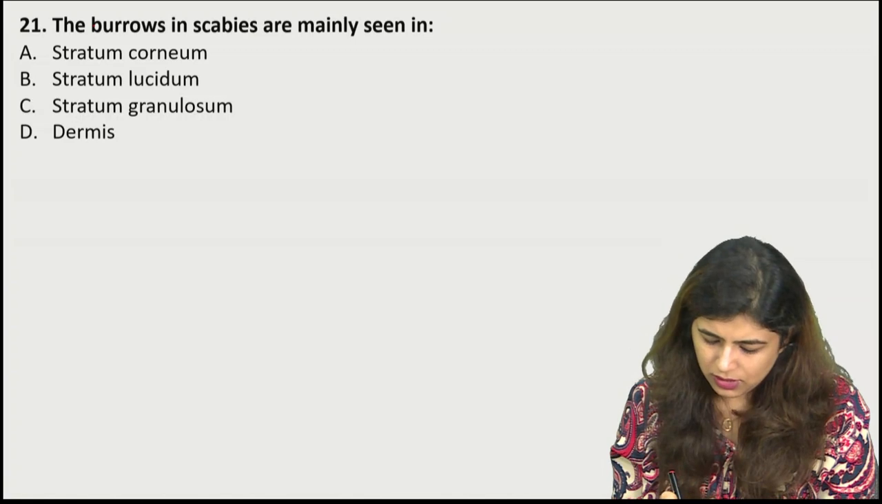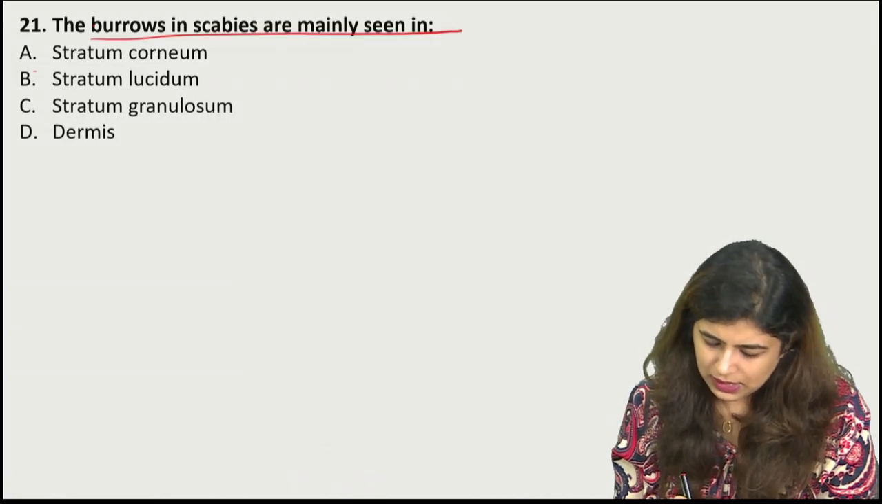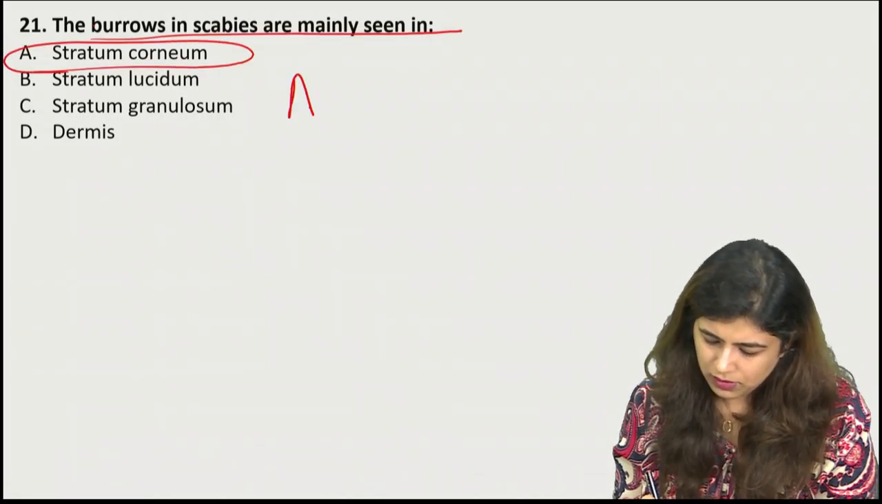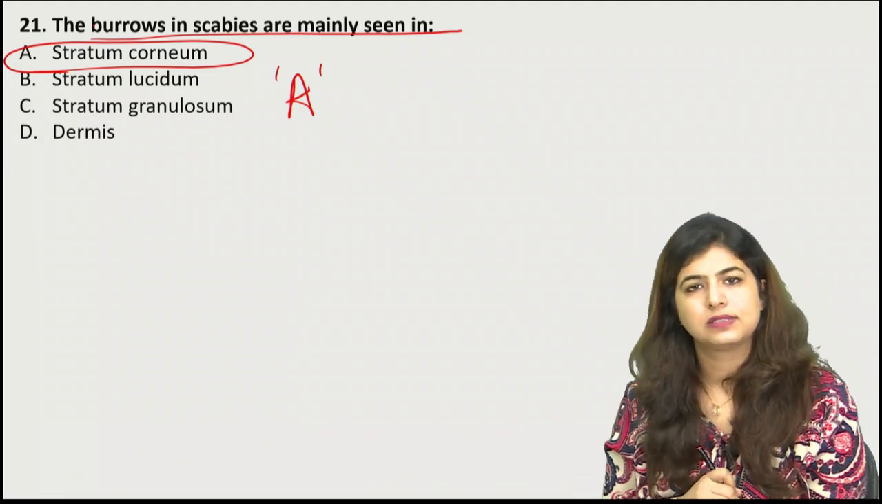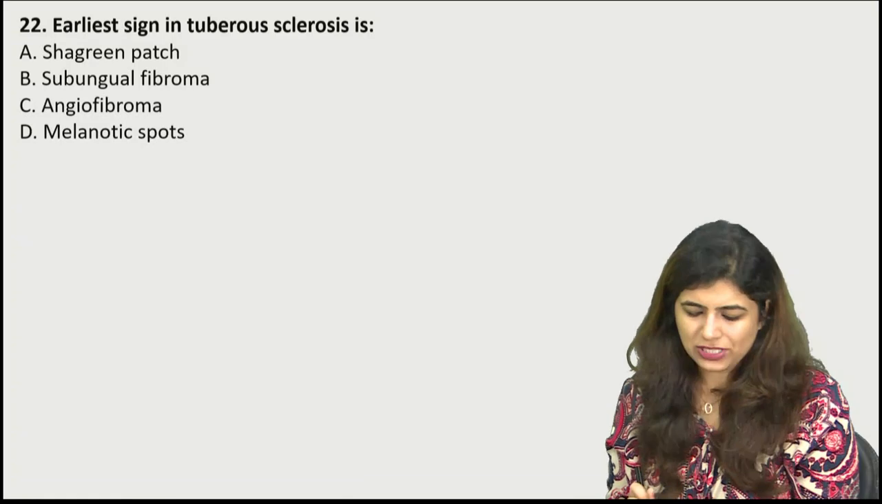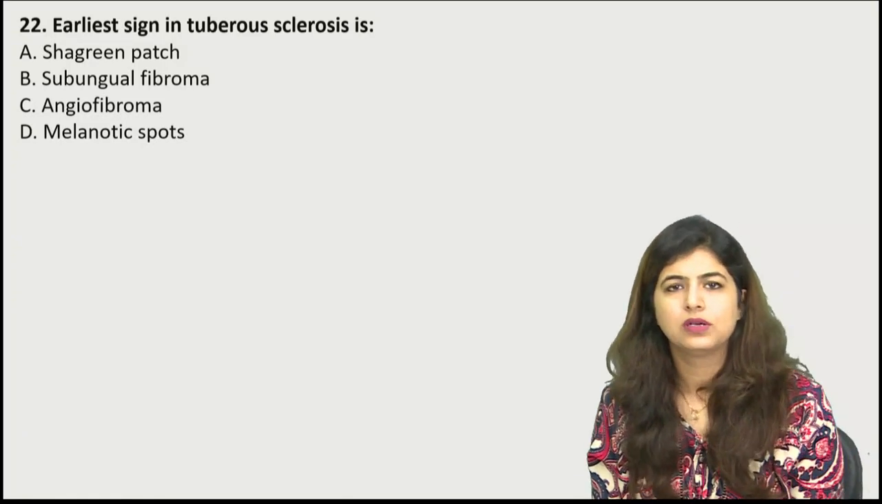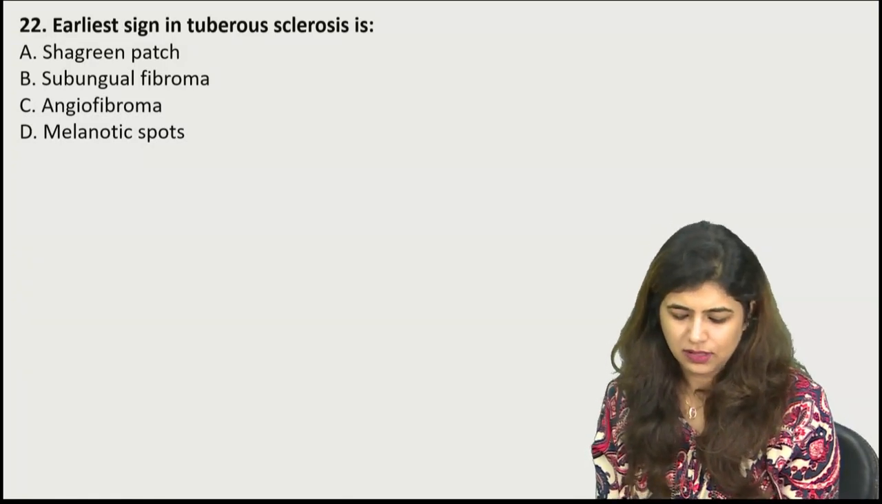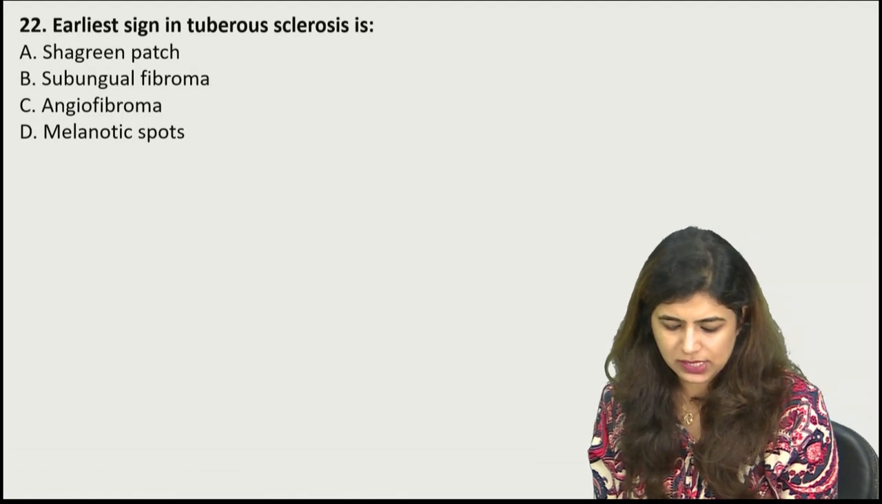Moving on to the question, the burrows in scabies are seen in which layer? Option A, stratum corneum. Question number 22. Earliest sign in tuberous sclerosis is?